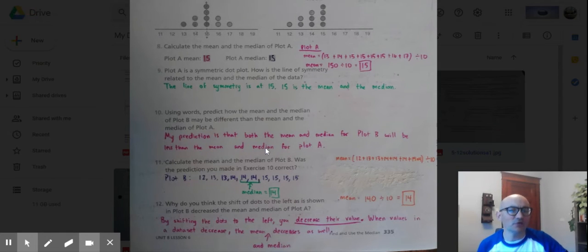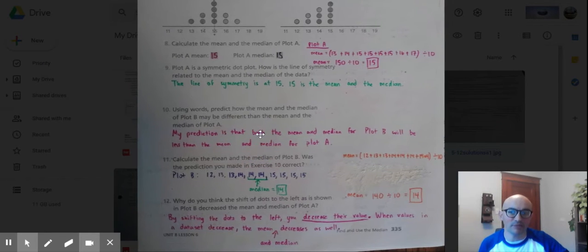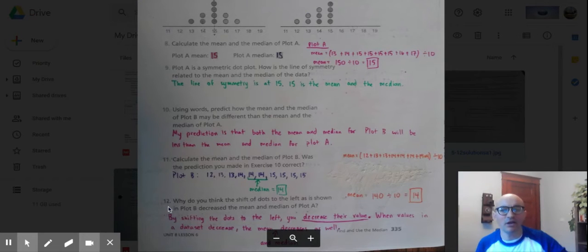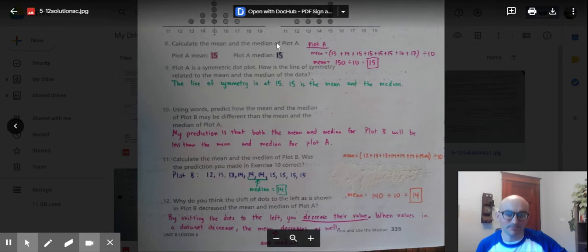If your prediction was incorrect, don't feel bad. That's part of a prediction. You probably learned something from making an incorrect prediction. Problem 12 asks us to put it all together and explain why this happens. Why do you think the shift of dots to the left, as shown in plot B, decreased the mean and median? Why do you think we saw the mean and the median go down from 15 to 14?